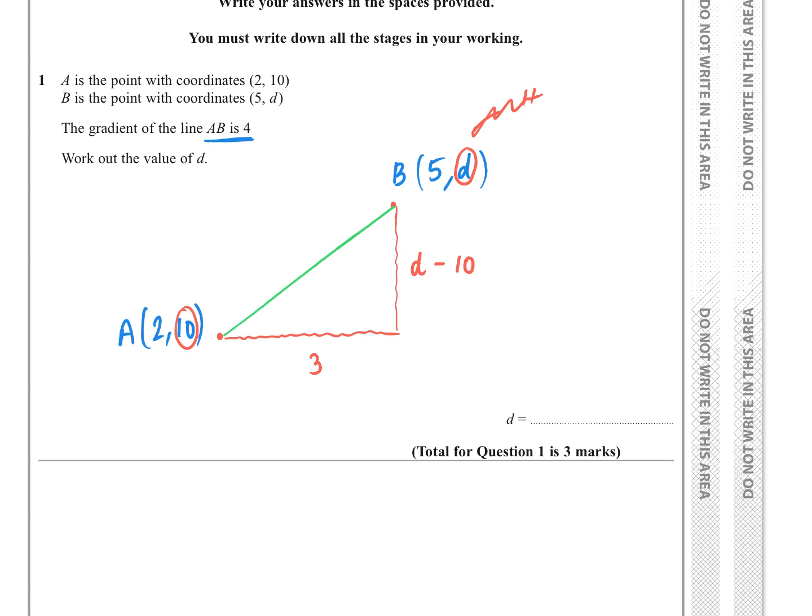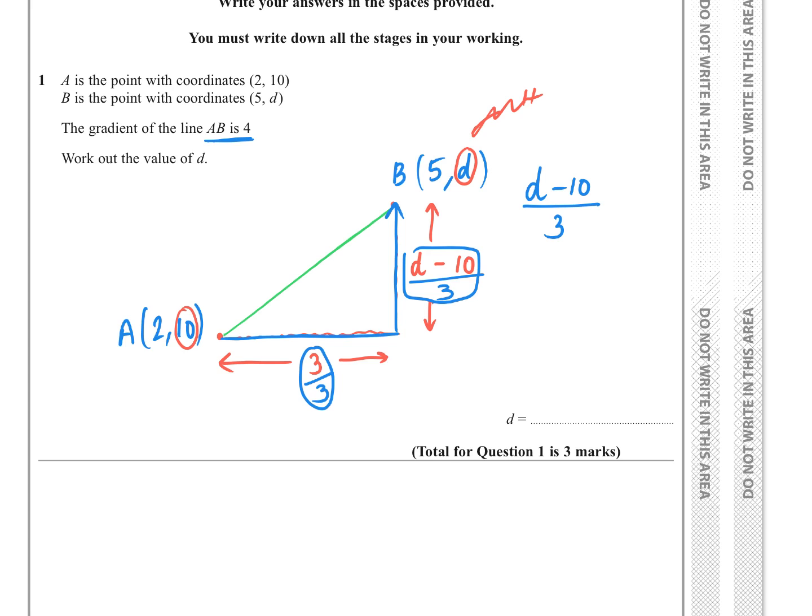So the gradient is the change in y over the change in x. Another way of looking at the gradient, and I like teaching this to my students, is if you make this 1 by scaling the triangle down by a factor of 3, then for every 1 you move along, what you go up by is your gradient. So the gradient here is just d minus 10 divided by 3. And that's equal to 4 because it tells us that here.